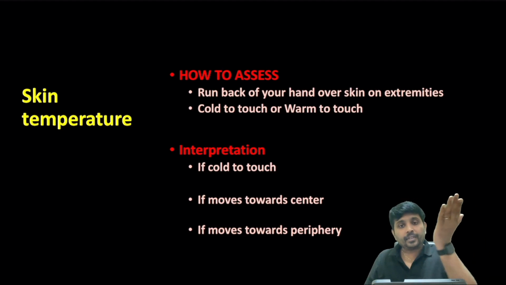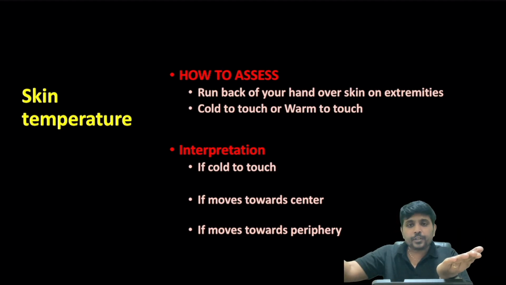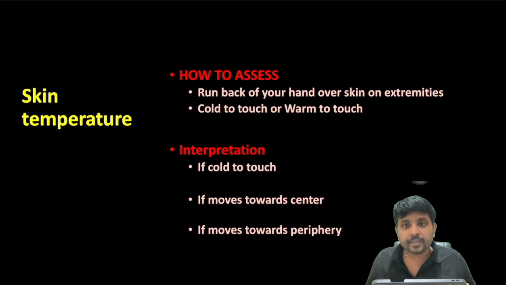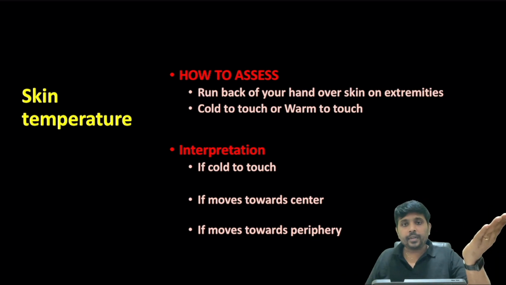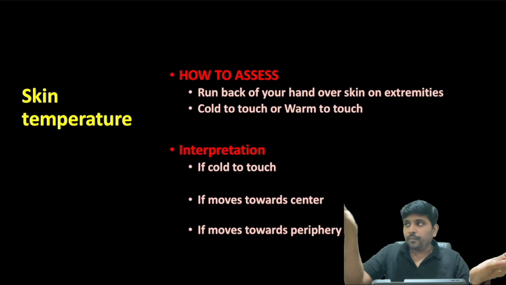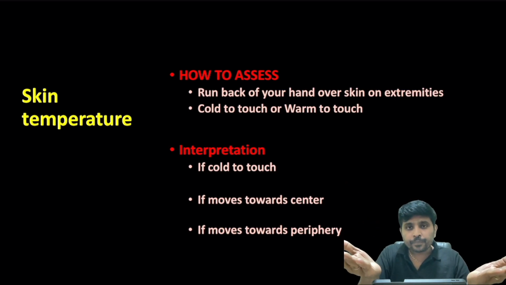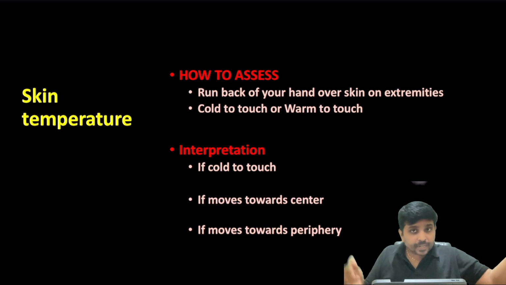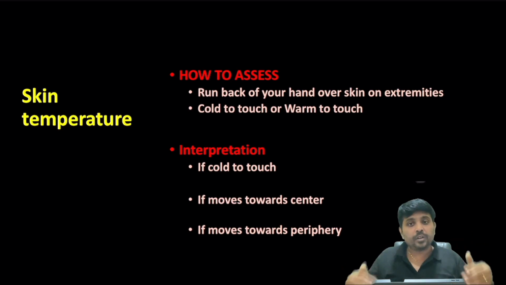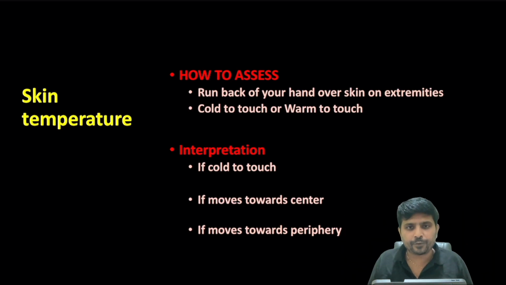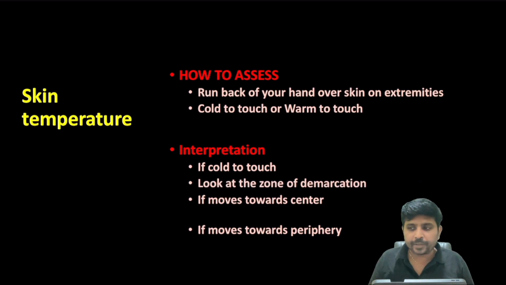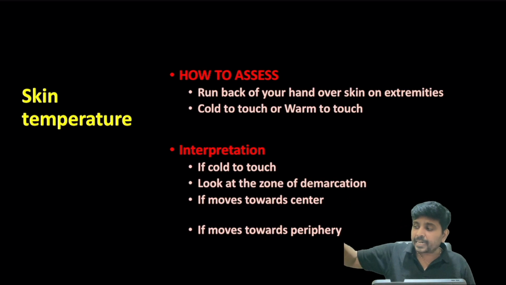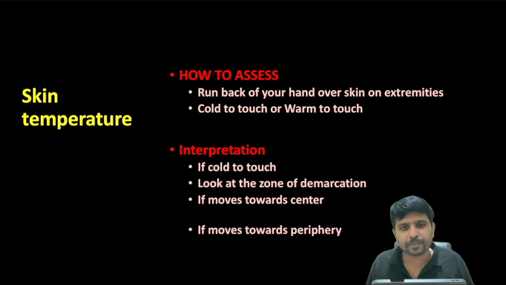But if the thigh is warm but the ankle is cool, what does it mean? There is shock, there is peripheral vasoconstriction. If the thigh is warm whereas the shin is cold, again poor peripheral circulation. If the abdomen is warm and the thigh is cold, still more poor peripheral perfusion. So what does it mean? If cold to touch, look where the temperature demarcation is present.